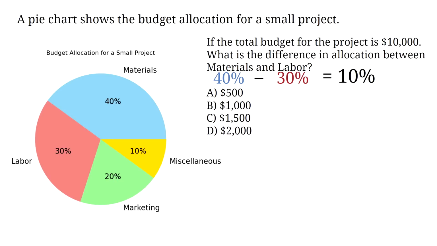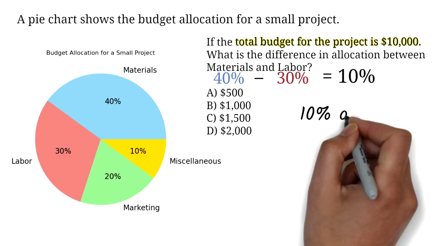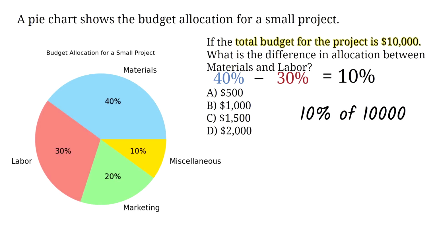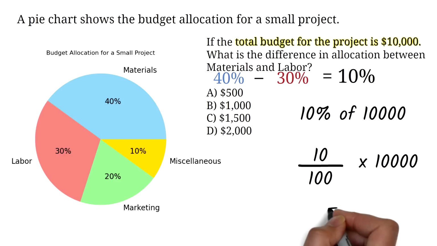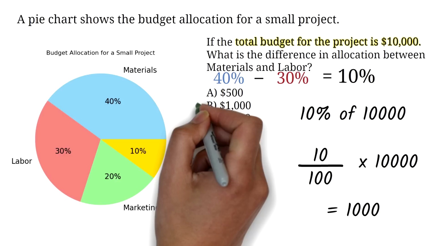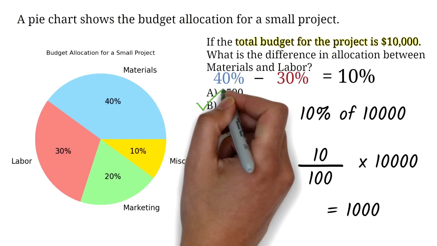Now, to find the amount, we do exactly the same thing we did in the previous question. The total is 10,000. We have 10% of 10,000. This is 10 over 100 times 10,000. This will give us 1,000. So the correct answer is B, 1,000.